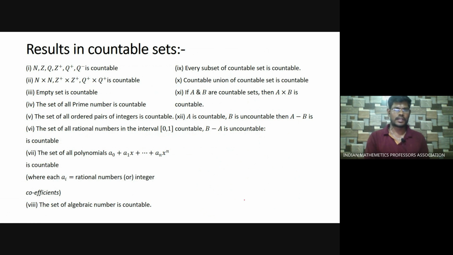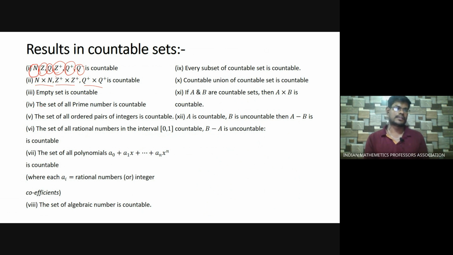Then the first one: the natural numbers, integers, and rational numbers, the same positive integers and rational numbers, are all countable. The next one: the Cartesian product of natural numbers, the Cartesian product of integers, and the Cartesian product of rational numbers are countable.